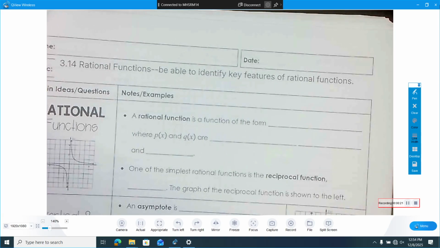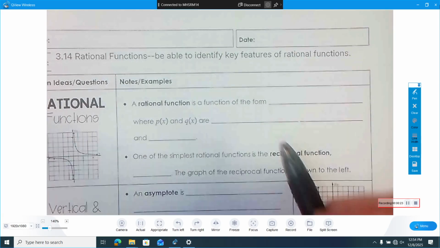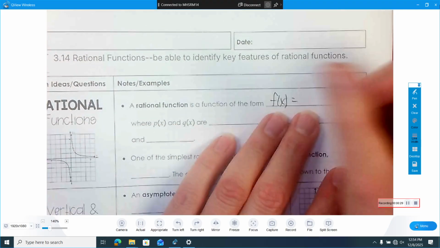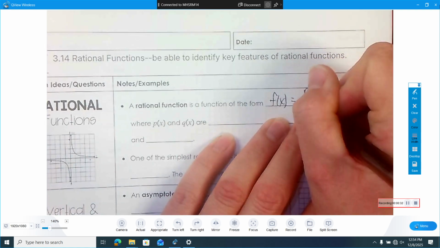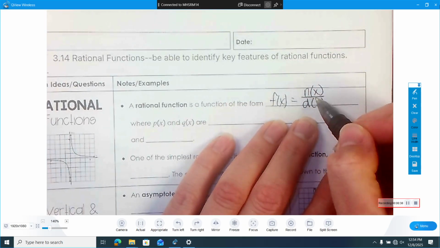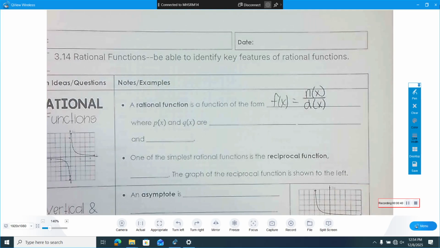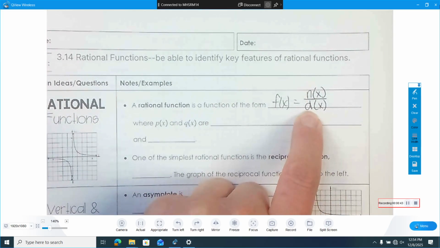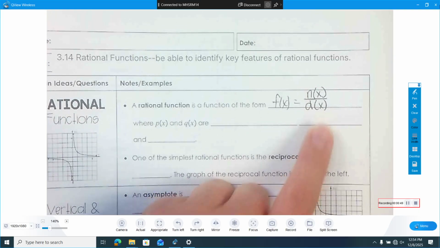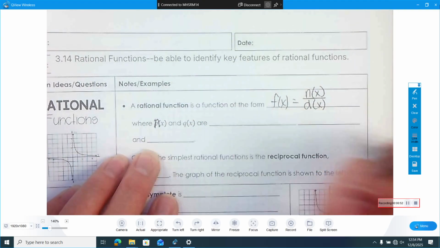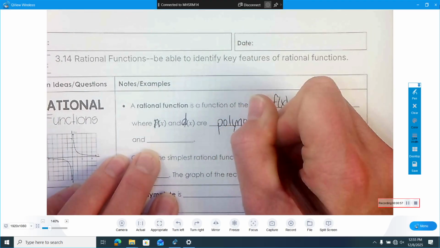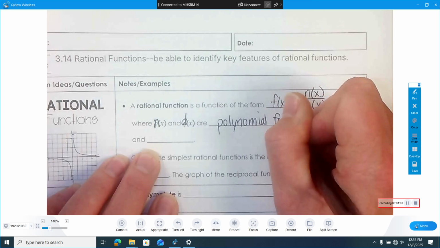So a rational function is a function of the form f of x equals n of x over d of x, where there's some sort of numerator polynomial, maybe it's like 2x plus 3, and then some denominator, again polynomial in terms of x, so maybe it's like 4x minus 7 or something like that. Where n of x and d of x are polynomial functions.